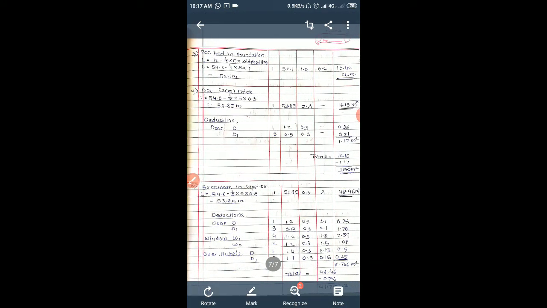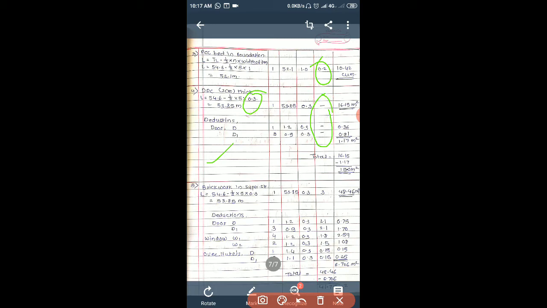In a similar way we will consider PCC. For the PCC bed we have width 1 and height 0.2. DPC is also measured in square meters. Same thing we are going to do. Width of item for DPC is 0.3.